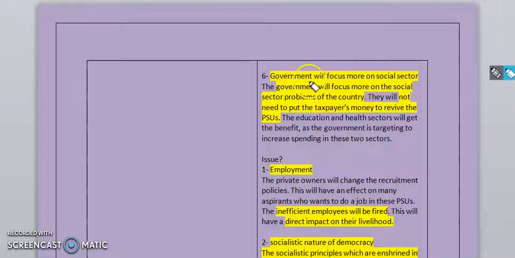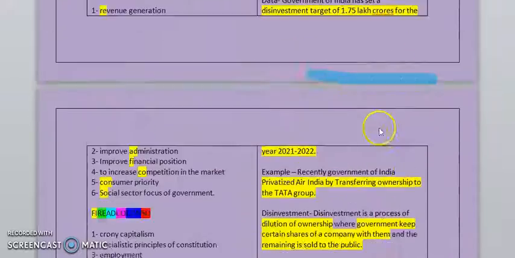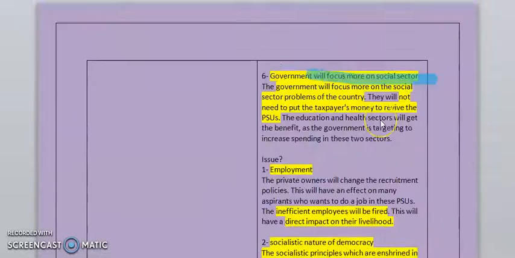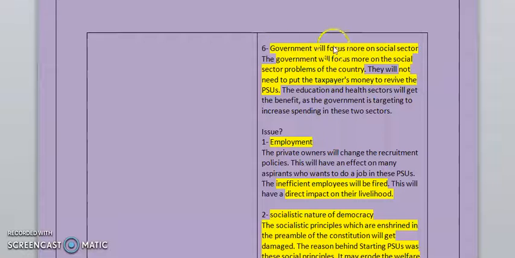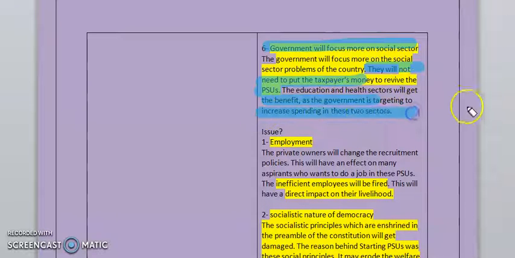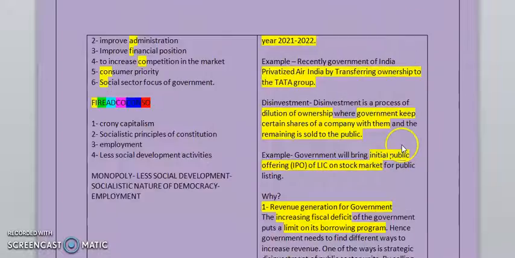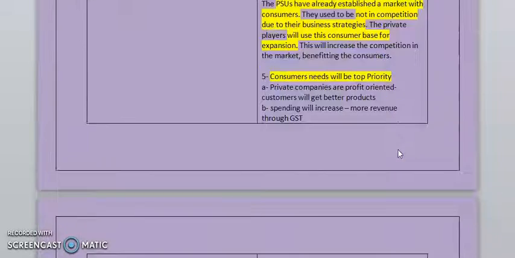Next is that government will focus more on the social sector. The first quote that we used here, the government has no business to be in business, can be related with this point. The government will focus more on the social sector problems of the country. They will not need to put taxpayers' money to revive PSUs. The education and health sectors will benefit, as the government is targeting to increase spending in these two sectors. Okay, so these are the whys, or reasons, the government does privatization. You can write these points in your answers.